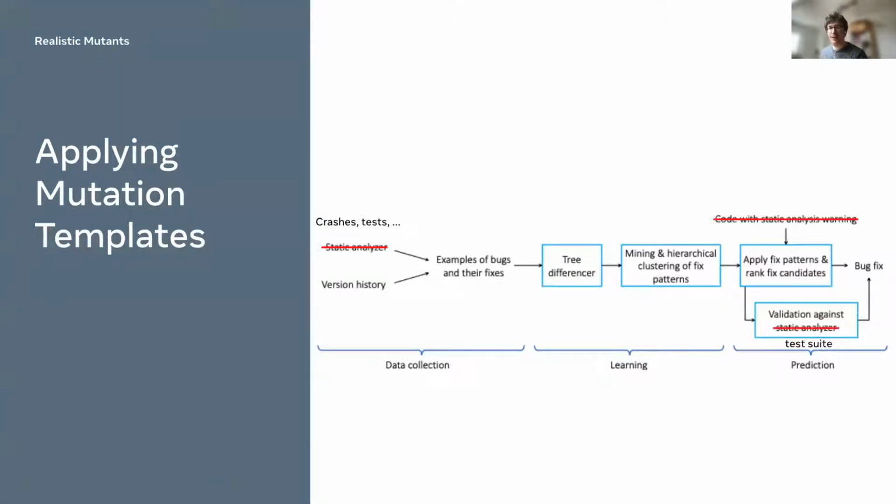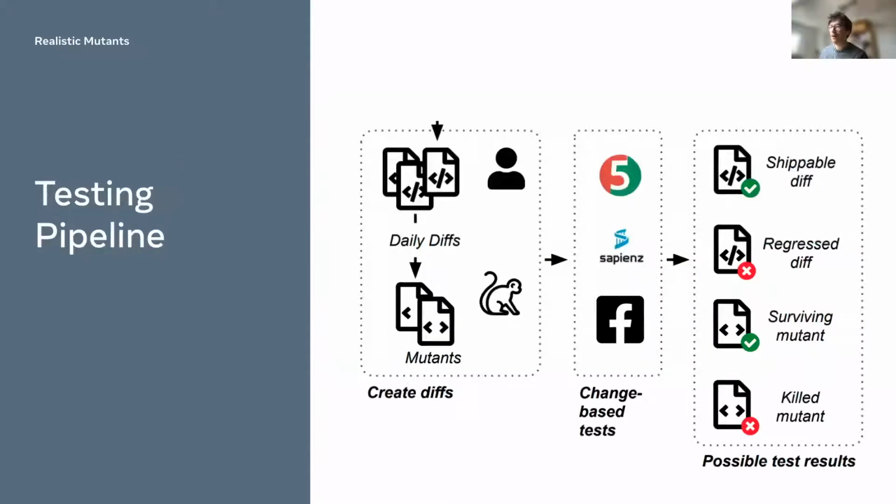In the case of Mutation Monkey, this is our test suite. Moreover, we simply apply a pattern anywhere it fits, so we are not reliant on a pre-existing static analysis warning. What we get from this is not a bug fix, but a realistic mutant. A lot hinges on how well we test our mutants.